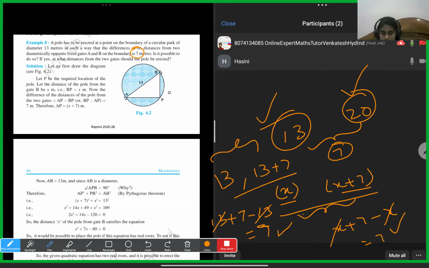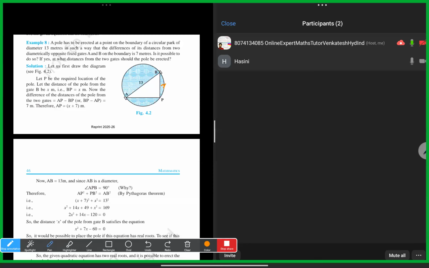Since this pole is erected in such a way that the difference between its distances from both the gates is 7, I can take this distance as x, and this distance will be x plus 7. Or if you take this as x, the other distance will be x plus 7, your wish, because we don't know which is bigger. In my marks example you got more marks, so I took 13 as your friend's and 20 as yours. But here we don't know which distance is more, so you can take this as x and that as x plus 7, or the other way around.